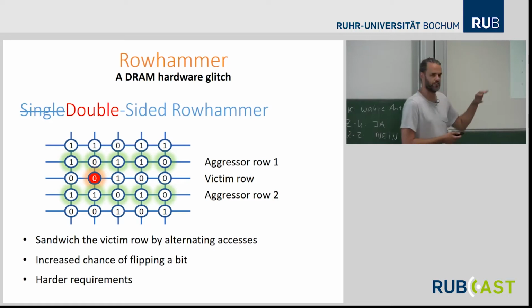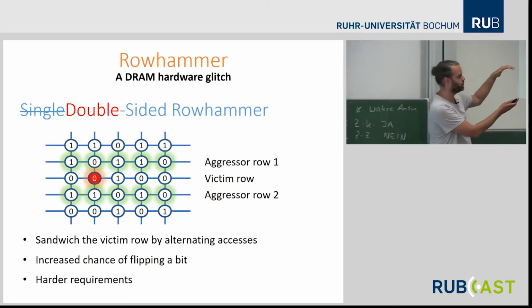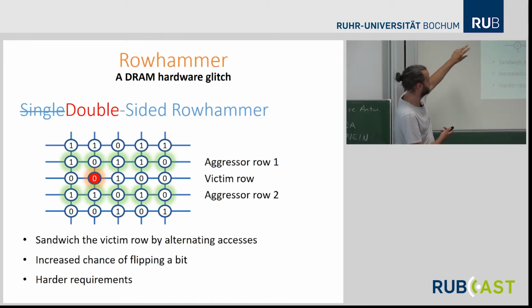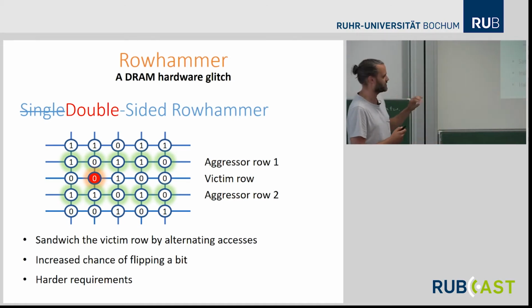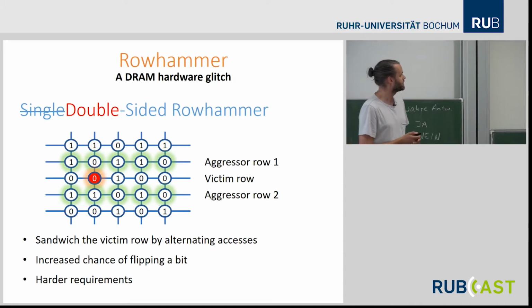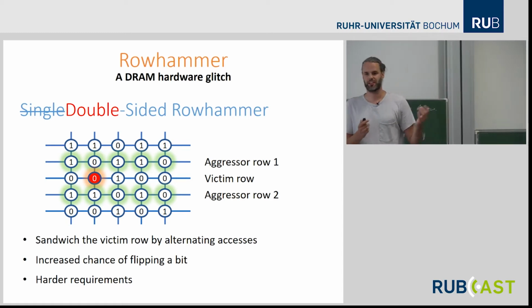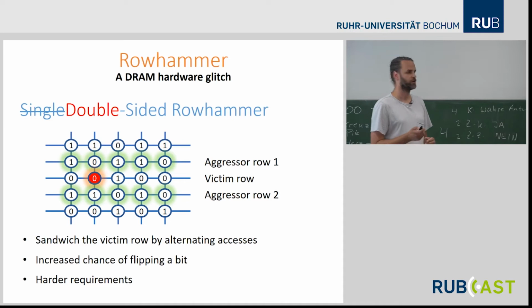Then people found out that, hey, we have single-sided Rowhammer, but we can also sandwich the victim row with 2 aggressor rows, reading from these in an alternating fashion. And by doing this, you can actually increase the chances of flipping a bit drastically. Unfortunately, doing double-sided Rowhammer from an attacker perspective is a bit harder to pull off, so there are some more requirements.